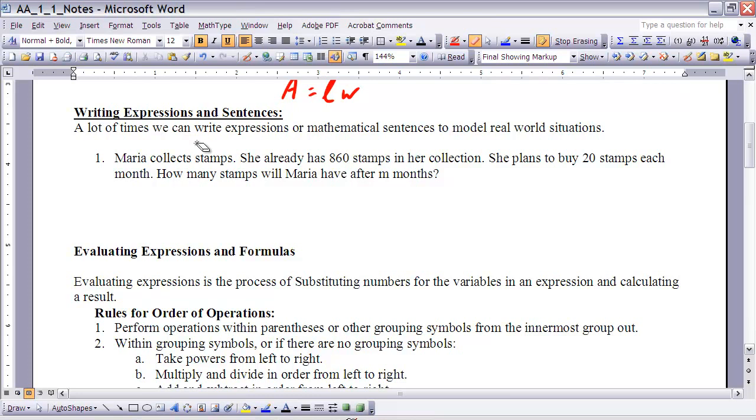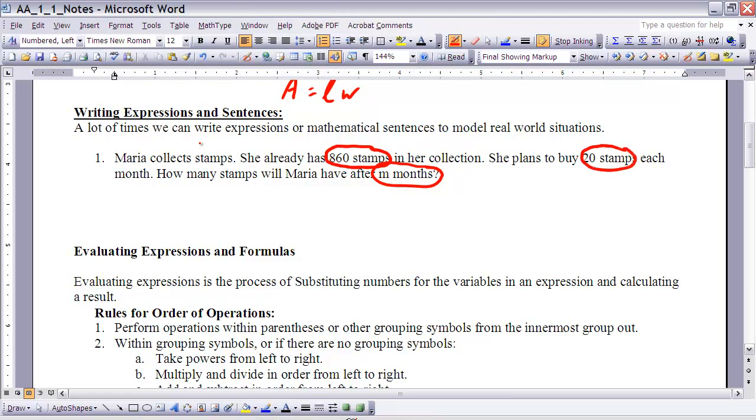It says, Maria collects stamps. She already has 860 stamps in her collection. She plans to buy 20 stamps each month. How many stamps will Maria have after M months? Okay, we're looking to write an expression here. A lot of times we can write expressions or mathematical sentences to model real-world situations. To do that here, we're going to look at the information we have. We know we're talking about M months. Well, that's going to be the variable that we're going to use in our expression. We know that we start out with 860 stamps, and we know that each month we're adding 20 additional stamps.